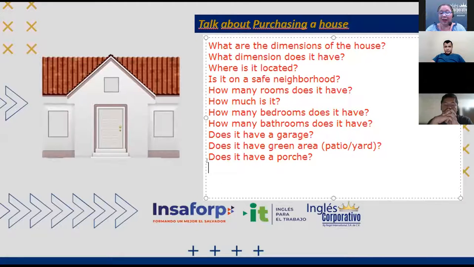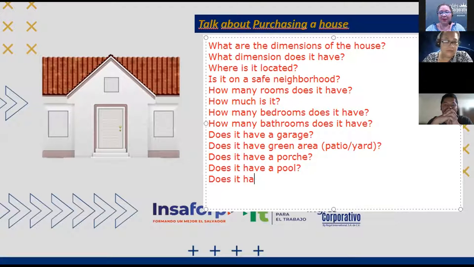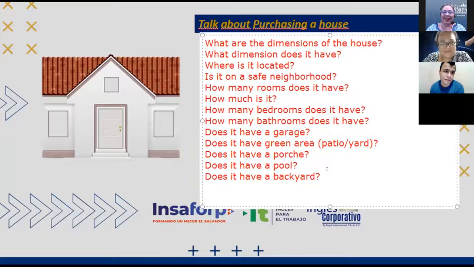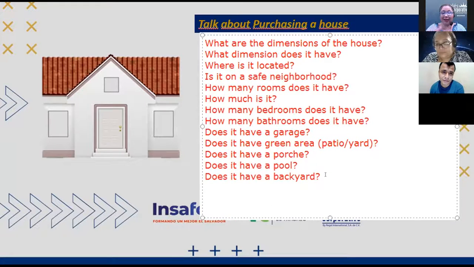Does it have a piscina? Oh, piscina. Okay. Does it have a pool? Exactly. Okay, good. Does it have a backyard? Like the Backyardigans, ¿verdad? Backyard. Los que jugaban en el backyard. Does the house have a second floor? Ahí decimos how many floors. Okay. Floors. How many floors? Right. Podríamos decir, does it have or are there, right? Are there? Ay, sorry. Or does it have?